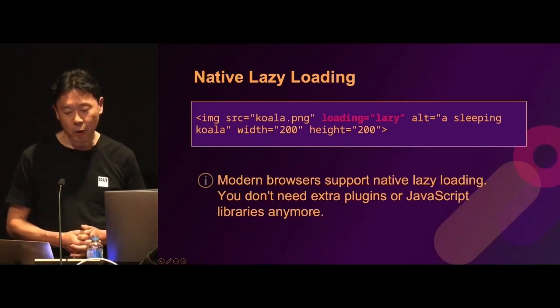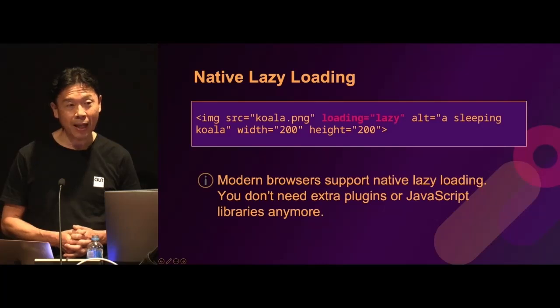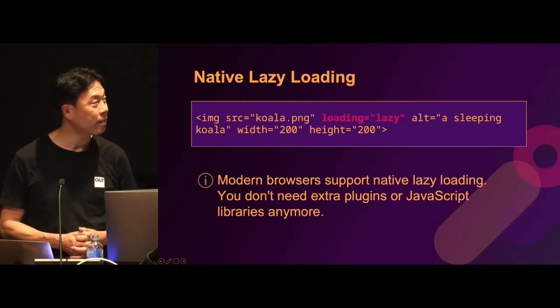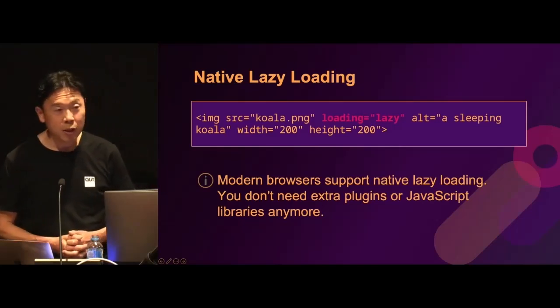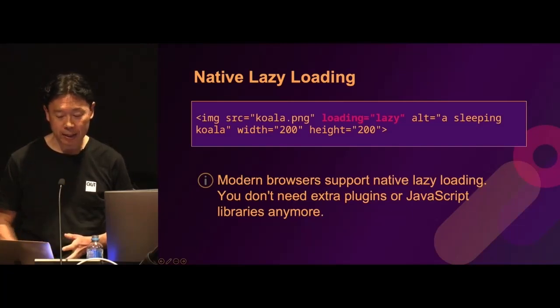In the past, you needed to use JavaScript libraries or plugins to set up lazy loading, but not anymore. There's a new HTML attribute called loading that makes lazy loading super easy. All you have to do is add this attribute to your img tag, like you see in the example on the slide. Most modern browsers support this native lazy loading feature, so you can use it with confidence.